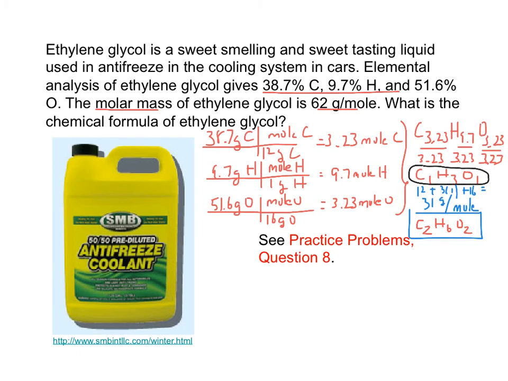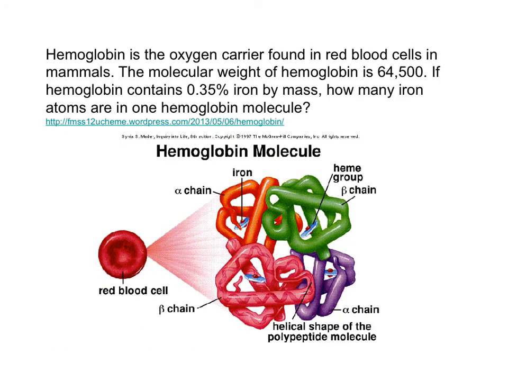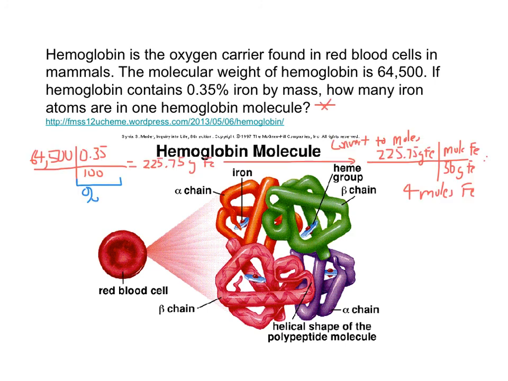CH3O is the simplest chemical formula of this compound. That's called the empirical formula, but note that it doesn't match the actual chemical formula of ethylene glycol. Let's do another application of percent composition. So hemoglobin has a molecular weight of 64,500. There's only 0.35% iron. Stop the video and answer this question. And the answer is, so there are 4 iron atoms in one hemoglobin molecule.